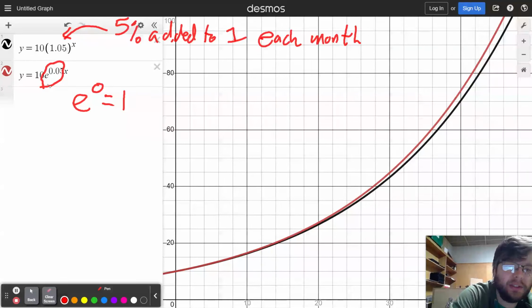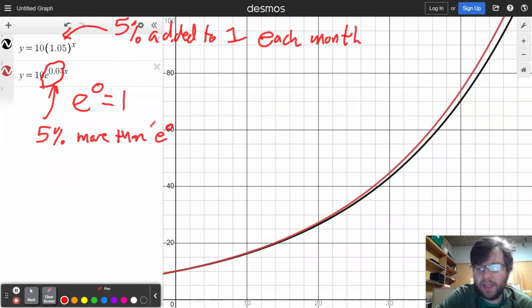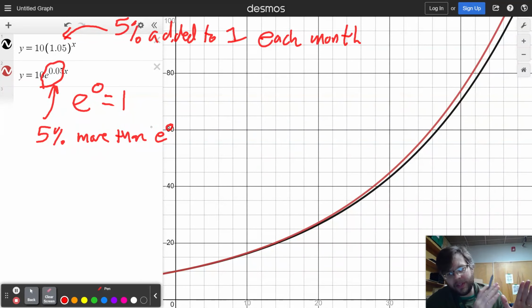So when you're raising it to the 0.05, you're saying 5% more than e to the 0. So it's a similar idea that you're always bigger than 1 in order to increase. When it's 1.05, you're 5% bigger than multiplying by 1. When it's e to the 0.05, you're 5% bigger than e to the 0. So that's a nice connection because in both cases you're multiplying by a number that's bigger than 1.